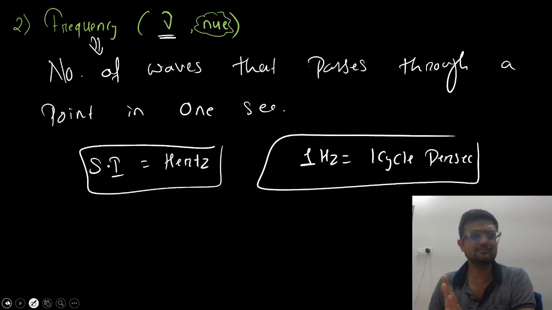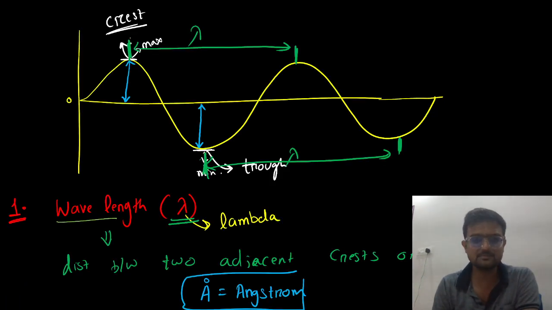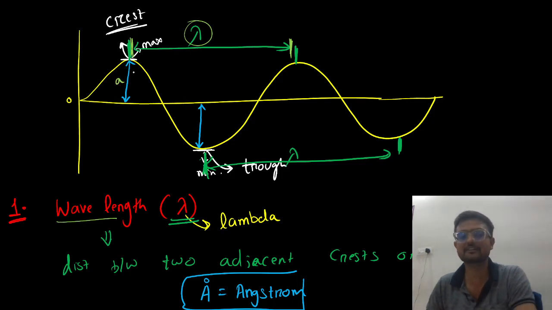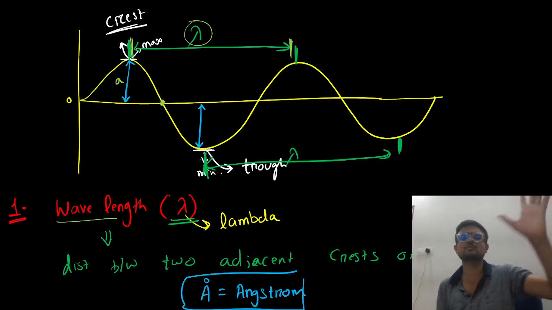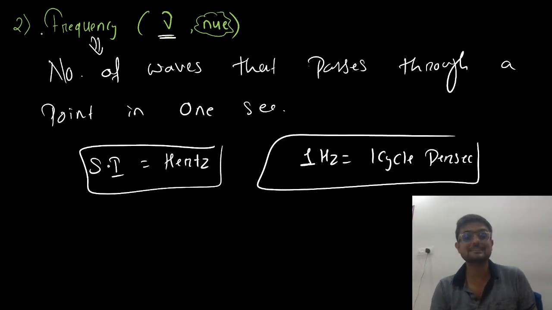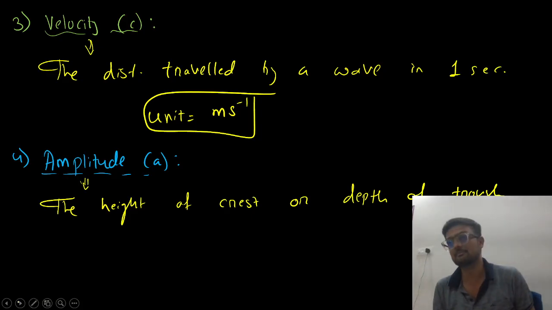So a wave has 5 unique characteristics. First we study about the wave. The distance between the maxima and minima is called the wavelength. This distance, the height of trough or the height of crest, is called amplitude. Now, the number of waves passing through a point, we call that frequency. Frequency is the number of waves that pass through a point in 1 second. In one second, how many waves are getting passed.